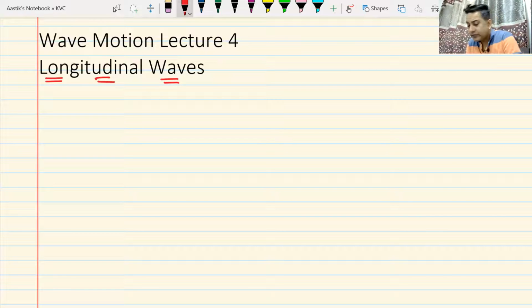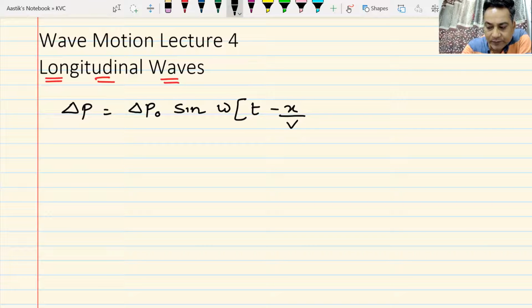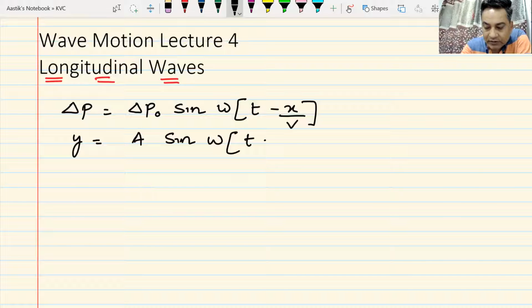We have also seen the equation for a longitudinal wave, and we write that equation in this form: delta P is equal to delta P naught into sine of omega into (t minus x by v). It is exactly in the same form as we had written for a transverse wave. The only thing is, in a transverse wave, we have written it like this: y is equal to A sine omega (t minus x by v).